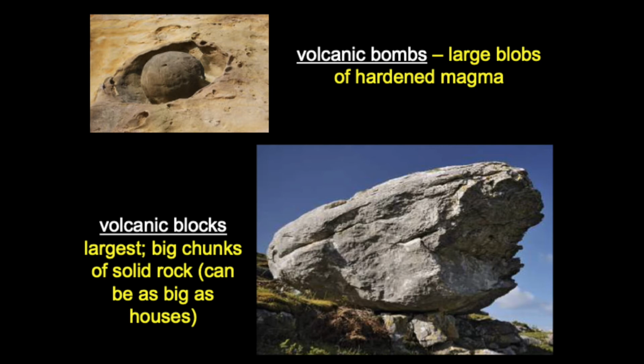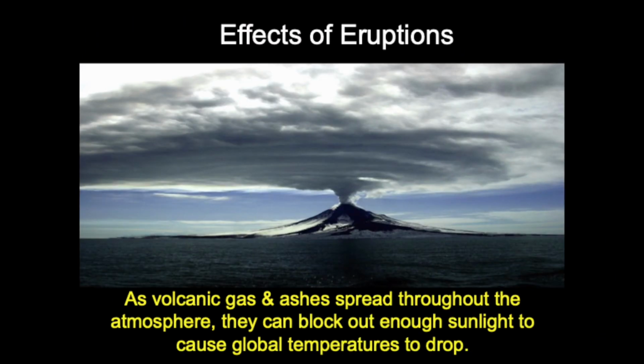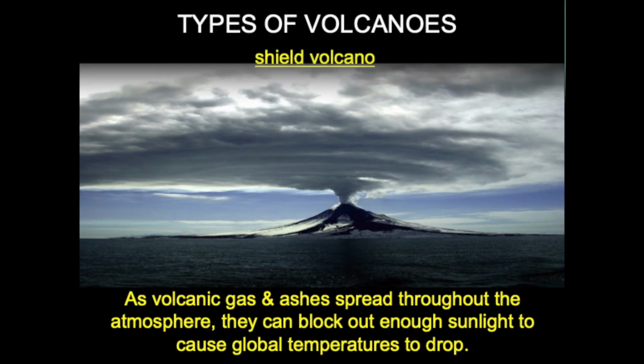These are the largest, as you can see to the right. A big chunk of solid rock, and sometimes can be as big as a house. As the volcanic gas and ash spread throughout the atmosphere, as was mentioned before, it can block out the sun, and this can cause global temperatures to drop.